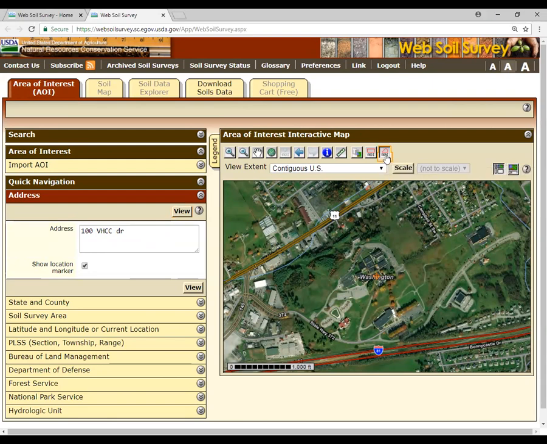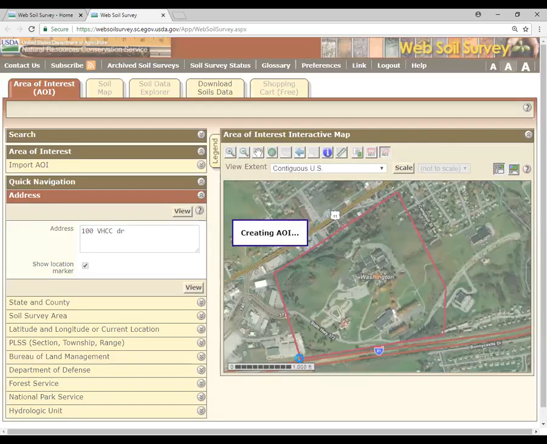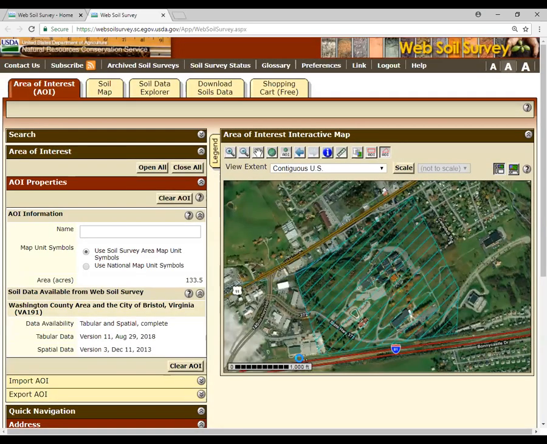It's going to give you a little crosshair symbol. Put that on the map, click on it, and just try to go around your area to define that. When you finish, just double click. That creates your area of interest. See, it says here 133.5 acres. So what I'm going to do next is I'm going to click on this soil map tab.